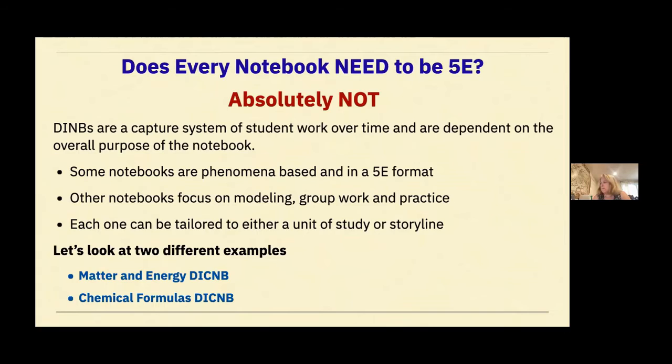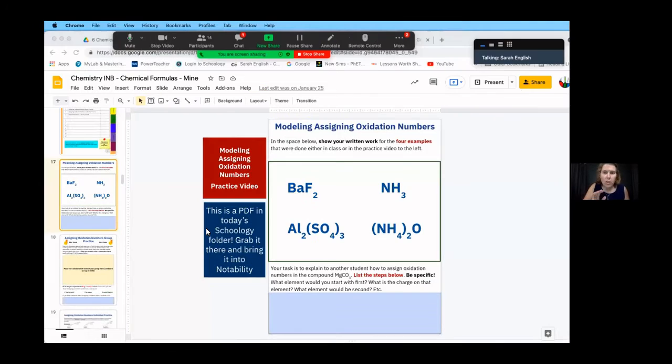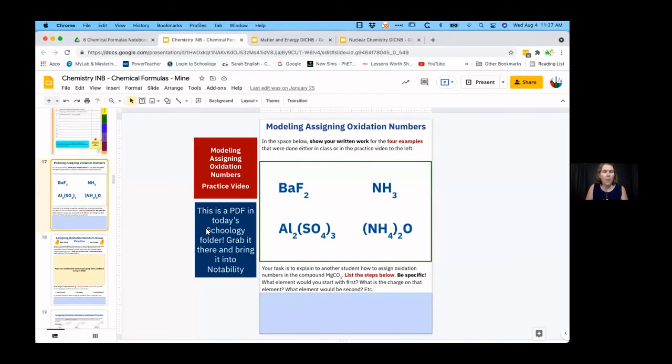So I'm going to get out of this and switch over to here. Hopefully your screen now shows my chemistry formulas notebook. If I just scroll through this, hopefully I would say, you know what? Let's do something.